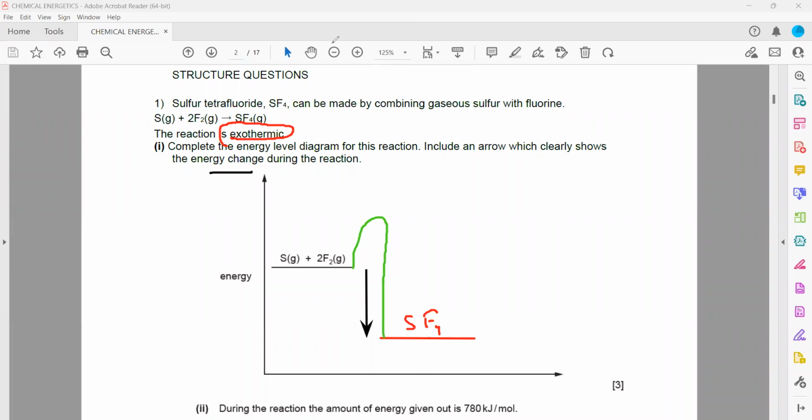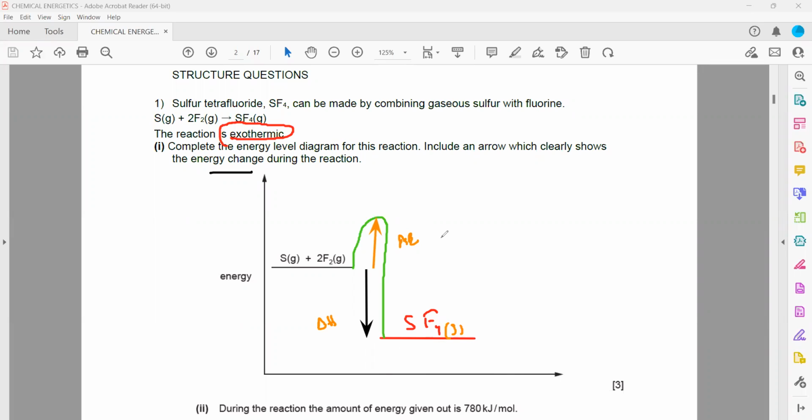So we'll draw a vertical arrow pointing upward, and that is labeled as activation energy, the minimum possible energy we need to start. And energy change is represented by delta H. And SF4 is in a gaseous state, so we should write the state as well.